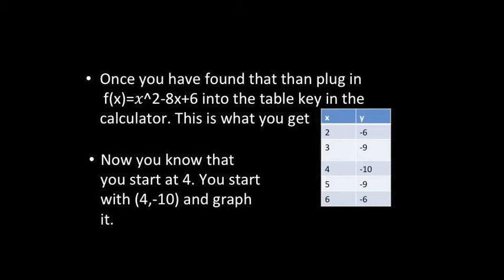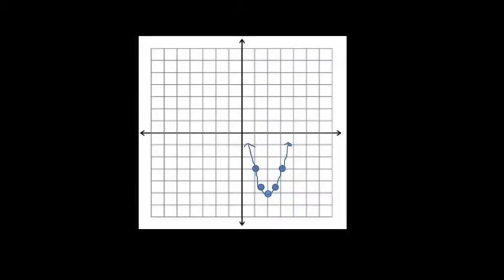Once you find that, then you plug it into your original equation into the table key in your calculator, and you should get these points that are shown in the video right now. And now you know that you have to start with 4 since 4 was your starting point. And then you start with 4 and negative 10 and then graph it since that was your vertex that you found. And here you just simply graph it with the points that you were given, and then you are done.